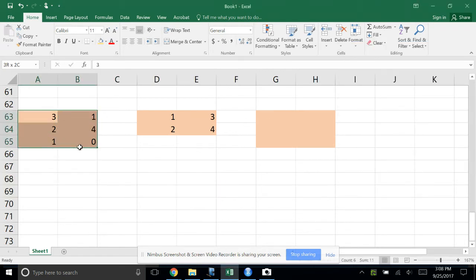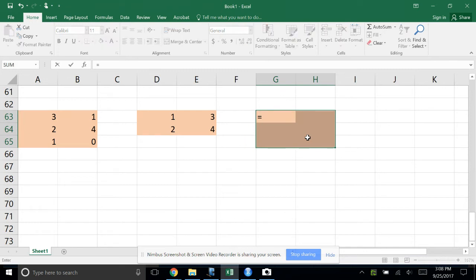So we have our A matrix, 3, 2, 1, 1, 4, 0, and we have our B matrix, and we have the number of columns, 2, matching up with the number of rows, 2 columns and 2 rows. So we set up the results as being the number of rows in the first, 3, times the number of columns in the second, 2. And we can go MMULT for matrix multiplication in Excel. And we're going to do the first array, comma, times the second array.